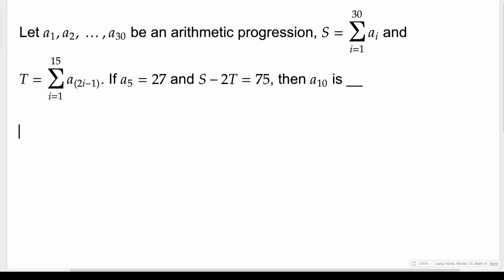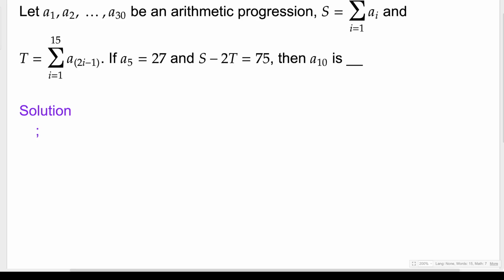So given this problem statement, let a1, a2, and all the way up to a30, a subscript 30, be an arithmetic progression. Here s is represented as the summation of a subscript i, i from 1 to 30, and t is given as the summation of a subscript 2i minus 1, i from 1 to 15. If a subscript 5 is 27 and s minus 2 times t is equal to 75, then we need to compute the value of a subscript 10.